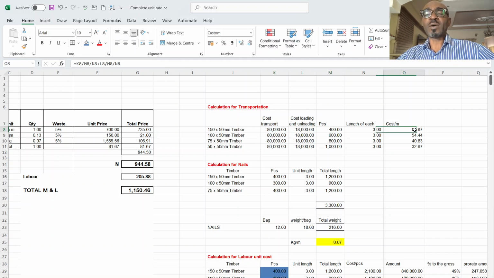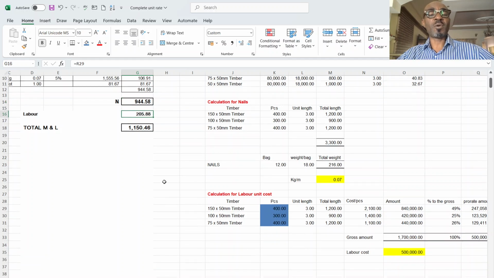So for the 400 pieces, I now divided the amount for the cost of transport and the unloading by the 400 pieces to get the cost of 1 piece. Then I further divided it by the 3 meters, which is the length of 1 piece, to give me the amount per piece, per meter. And that is what I actually linked here to give me cost per meter. Then you sum up the total cost for the material, gives me 940.